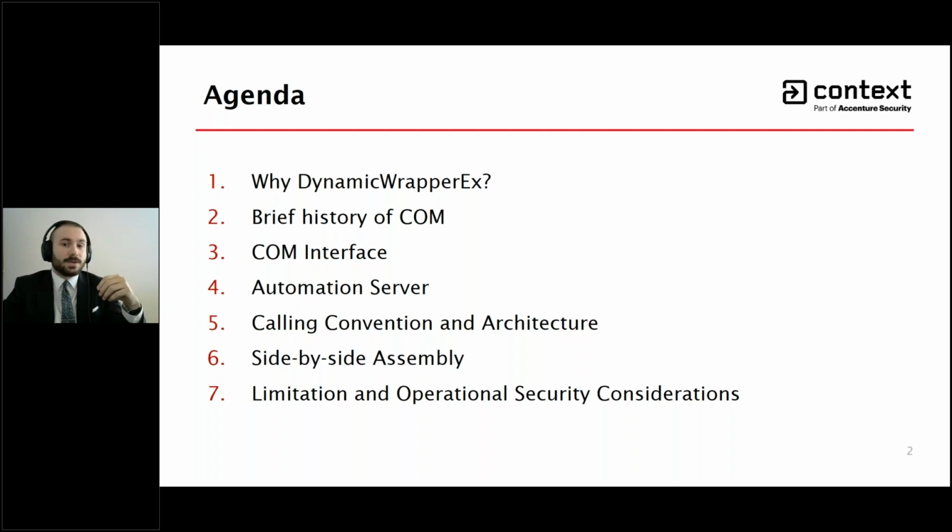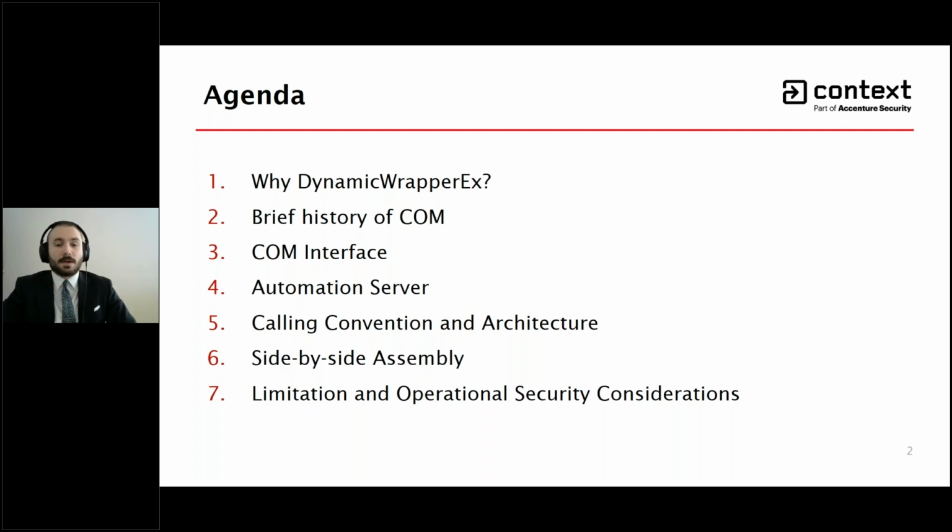Then I will cover a bit of the origin of COM, the Component Object Model. Then I will explain what a COM interface is, and the actual memory structure of a COM interface. After that, I will go through an automation server and automation controller, what they are, and how we can leverage this technology in order to actually execute Windows API from a script context.